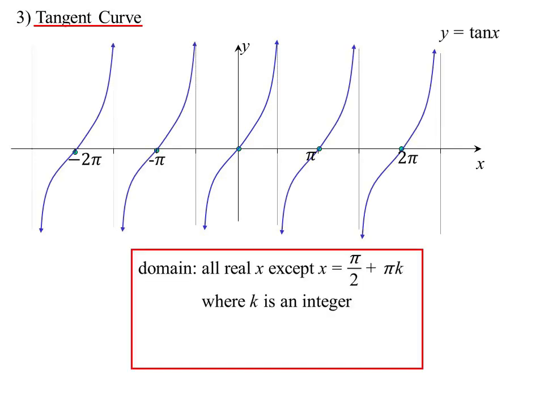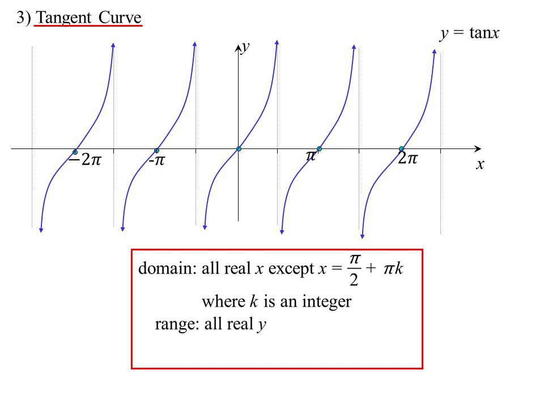The domain is a little bit more involved to write down because of all these asymptotes. Probably the simplest way of doing it is saying, well look, my first one is at pi on 2, and then I know every multiple of pi after that and before that we would also have an asymptote. So it's all real x except for those asymptotes.